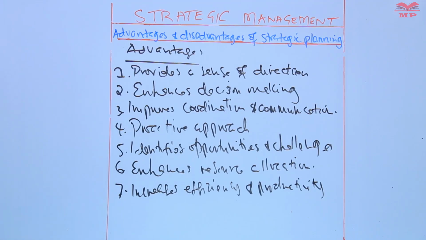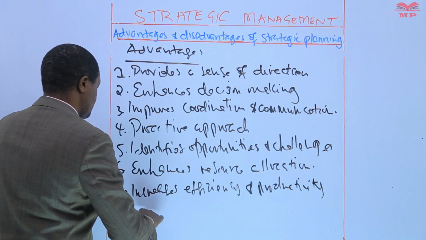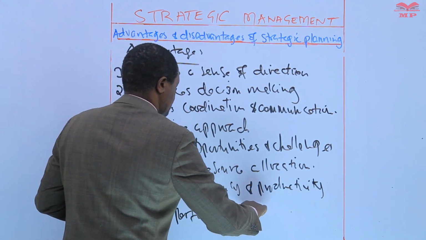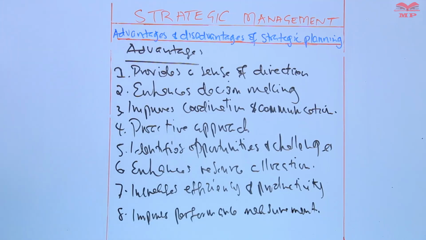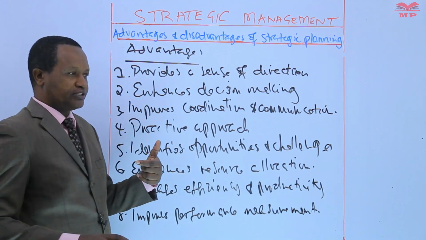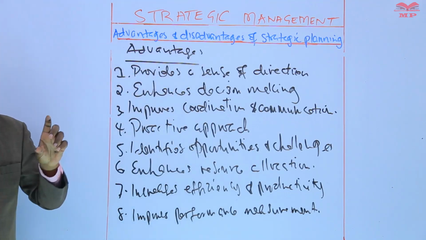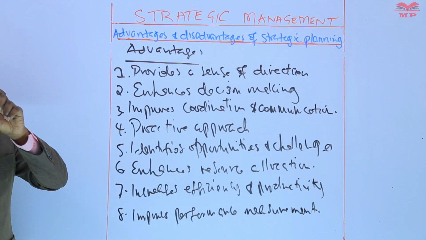It may also improve performance measurement. How does strategic planning improve performance measurement? It does so by establishing clear performance metrics and targets, allowing organizations to track progress and make necessary adjustments to stay on track.